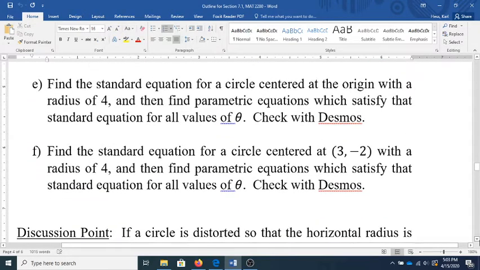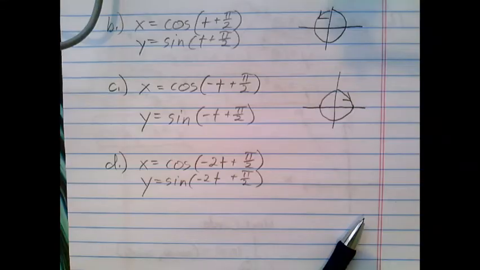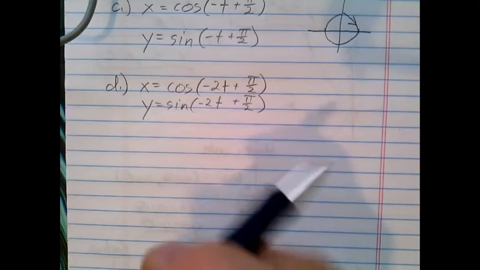Part E. Find the standard equation for a circle centered at the origin but with a radius of 4, and then find parametric equations which satisfy that standard equation for all values of theta. Alrighty, well, let's do that then. Part E.